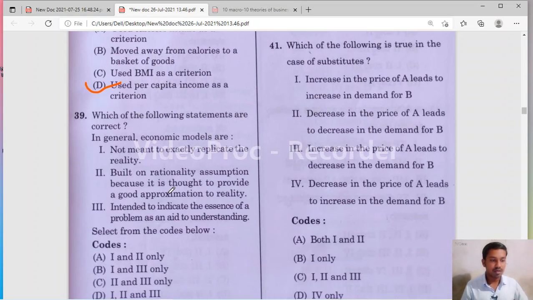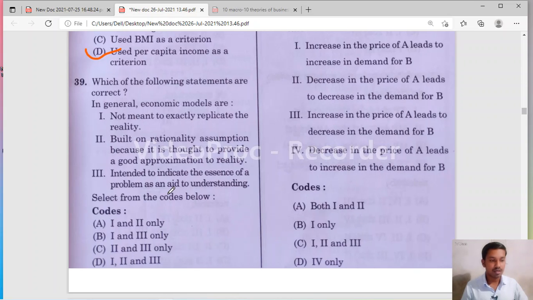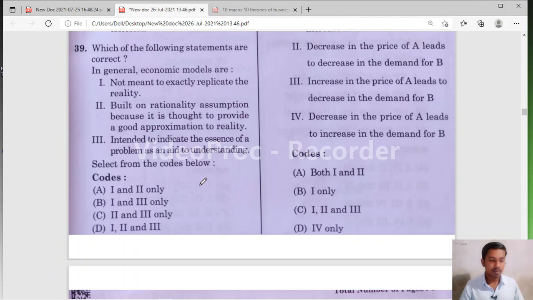Question number 39. Which of the following statements are correct? In general, economic models are: option 1, not meant to exactly replicate reality. Second one, built on rationality assumption because it is thought to provide a good approximation to reality. Third one, intended to indicate the essence of a problem as an aid to understanding. Four options are given here. I think option D is the correct answer. 1, 2 and 3 all are correct.